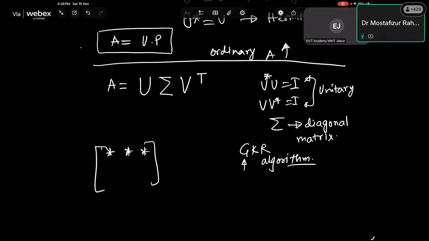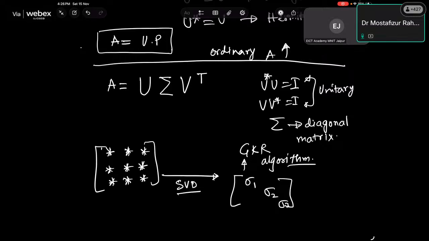With the GKR algorithm, you can see how to reach from any ordinary matrix to a diagonal matrix. When I say any ordinary matrix, then SVD you can apply, not EVD. EVD needs an additional condition, I'll come to that. If I do SVD, singular value decomposition, I'll reach sigma 1, sigma 2, and sigma 3, and all the rest are 0. And there is U and there is V transpose. These are unitary, there is no issue, but this is a diagonal matrix.